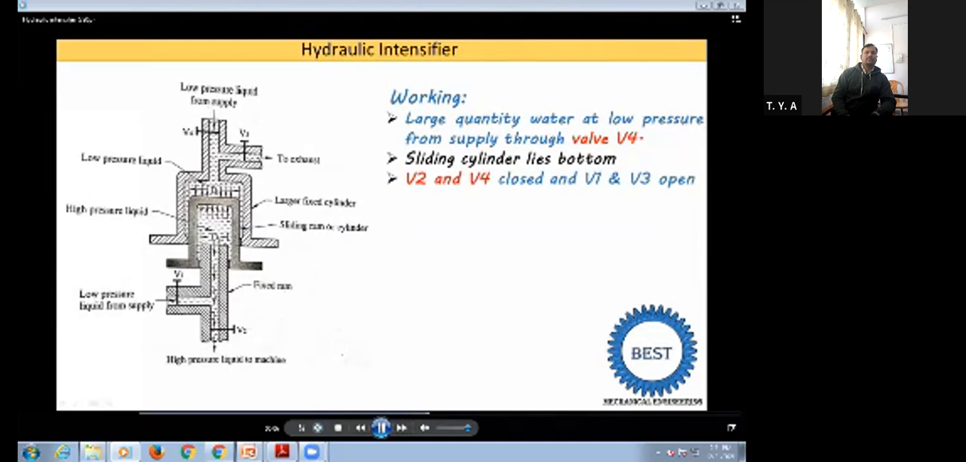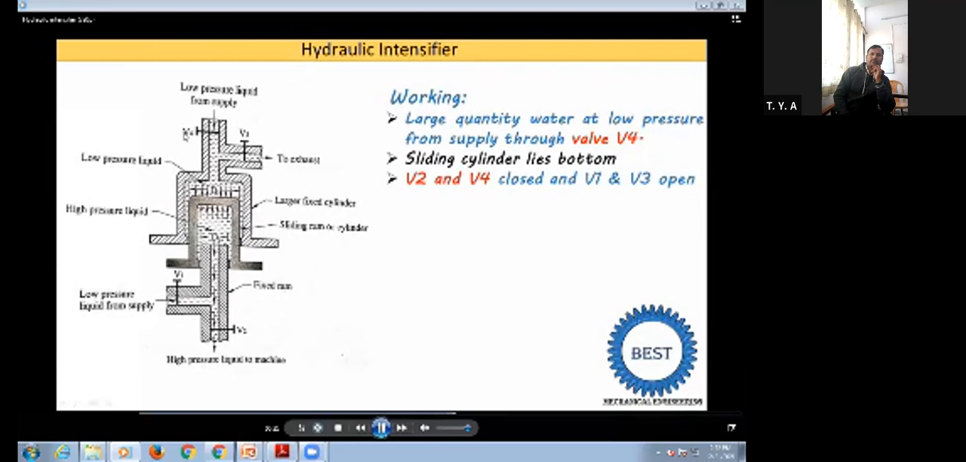In the four valves, one outlet valve is closed and one inlet valve is closed. In this fixed ram we close the outlet valve, and in this ram we close the inlet valve. So when we are supplying the water from V1, the water starts to fill in this sliding ram, and the sliding ram starts moving upwards.